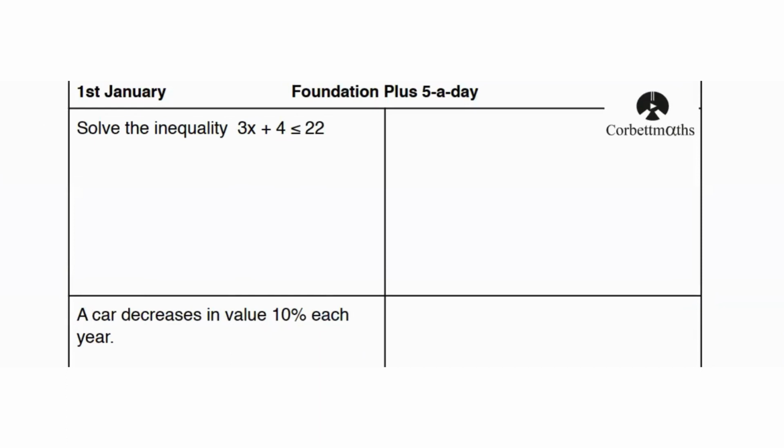It says solve the inequality. So what we will do is we will first move the 4 to the other side. It gives us 18, and then we divide it by 3, and that is your answer.